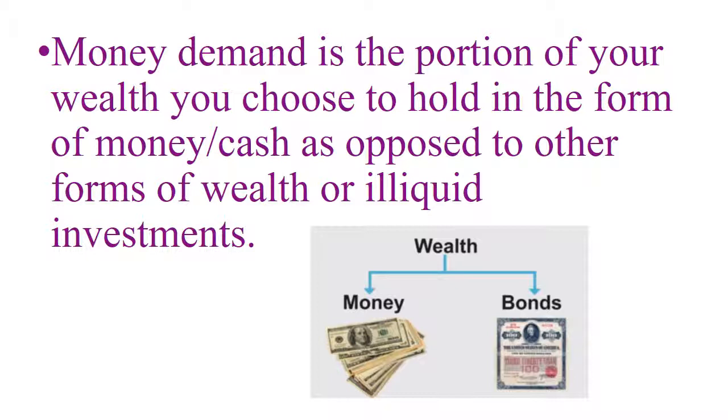So you can see that your wealth is all of the value of stuff that you own. You probably want some of your wealth to be in the form of money, but you also want some of your wealth to be maybe in stocks or bonds, or you want to buy a car or pay for college. So you can use your wealth lots of ways. All money demand is how much cash you want to be holding on hand. That's money demand.